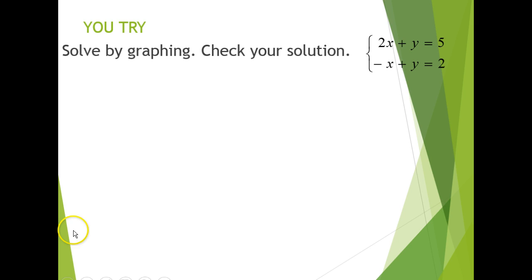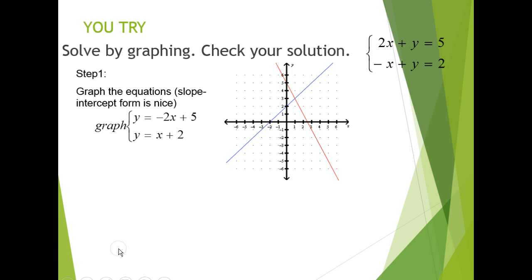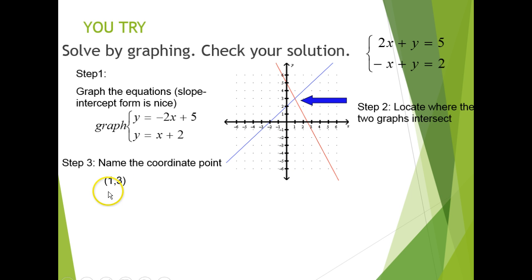Okay, after you graph those lines, you should have something like this. And you should recognize that the solution to this system is the intersection point right there. If you look closely, you'll notice that these two lines intersect at 1, 3. So your solution is the point 1, 3. If you plug in x equals 1 and y equals 3 into both of these equations, you will notice that they hold true, that 1, 3 is a solution.